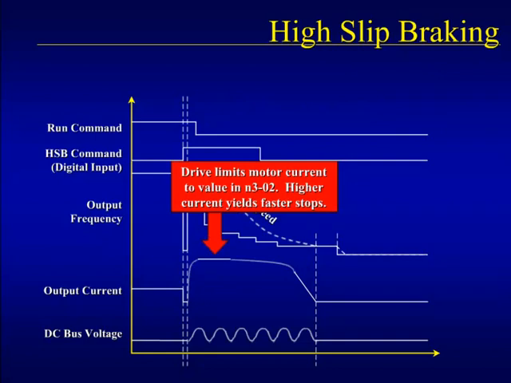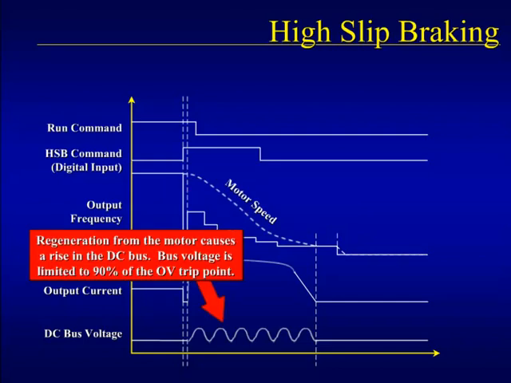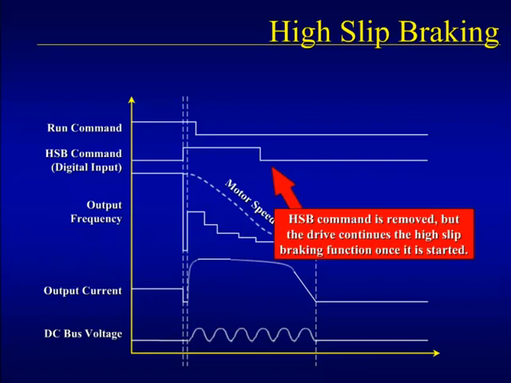Faster stops can be accomplished by using more current, but this also creates more heating and reduces the available duty cycle. Although most of the regenerated power is consumed by the motor, some is sent back to the DC bus. The DC bus voltage is regulated so that it will not increase beyond 90% of the overvoltage trip point. While the high slip braking function is active, the high slip braking command is removed. This does not affect the high slip braking function because once the command is given, the drive will bring the motor to a complete stop.